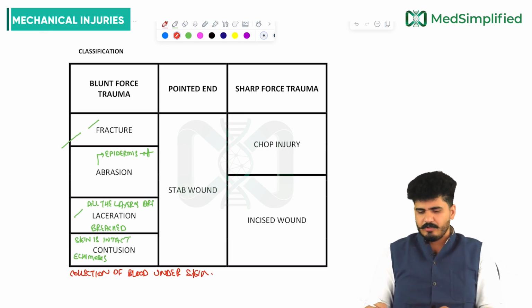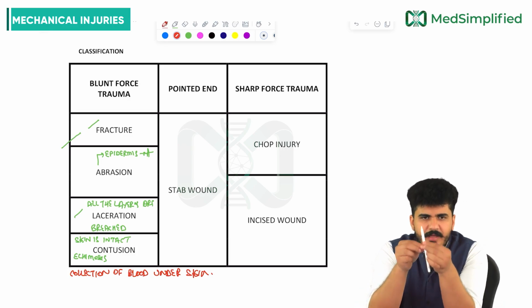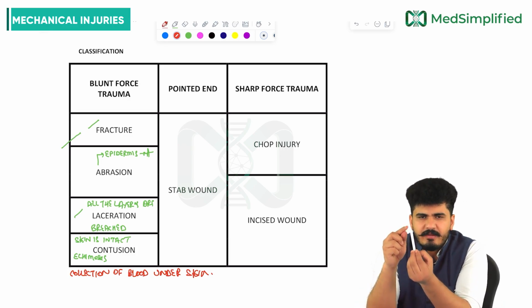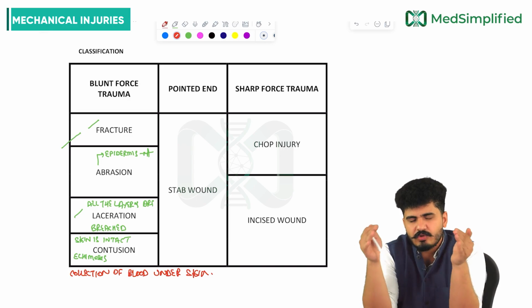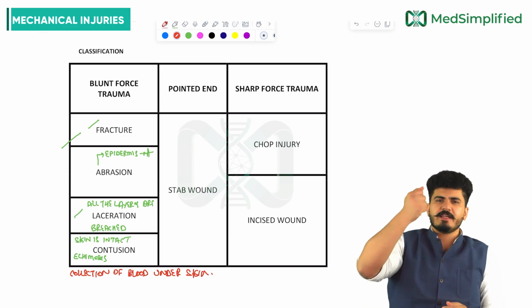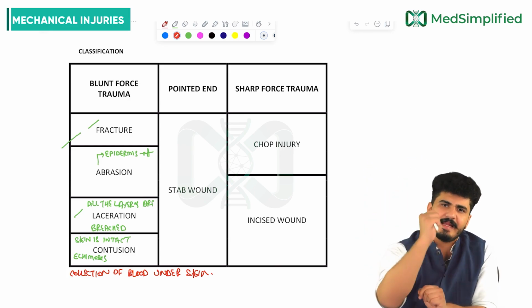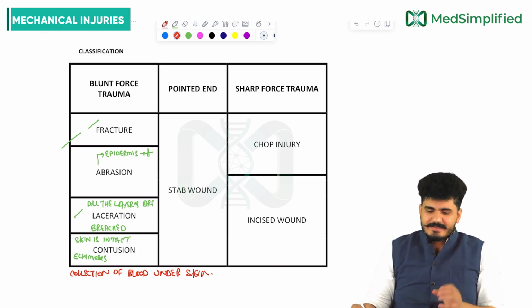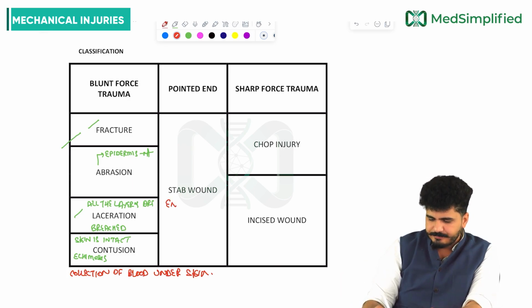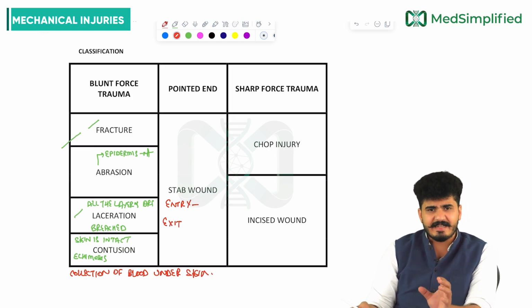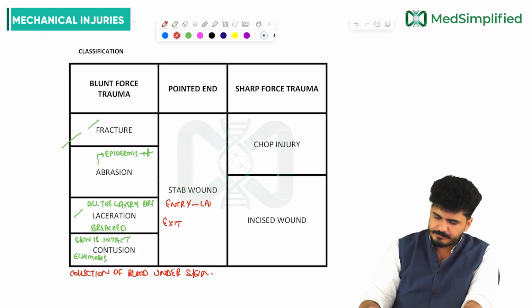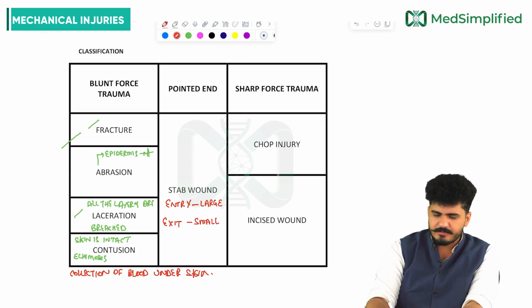On the second side, if we talk about the pointed end, it is like this. If you see my pencil right here, this pencil has a pointed end, or the object used to cut a piece of ice, that is a stab. You are stabbing someone with the pointed end. This would lead to a stab wound. In a stab wound, there will be entry and exit. Entry of a stab wound would be large. Exit would be small, my dear friends.